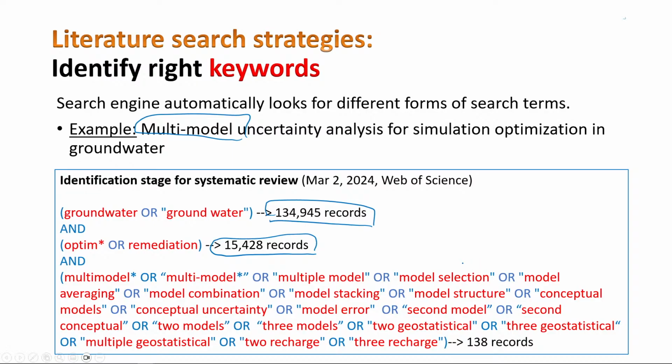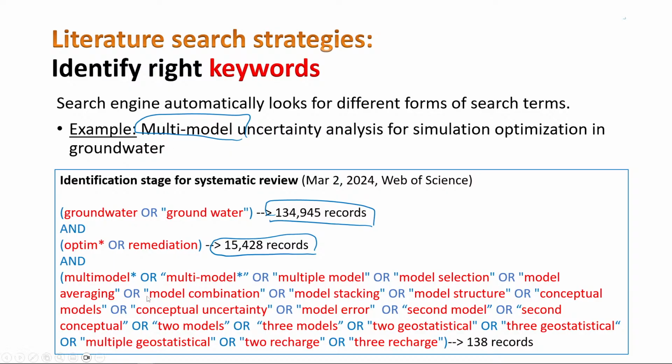Model selection means I have many models and I'm selecting one of them. Model averaging means I have multiple models and I'm averaging them. Model combination, again, I have multiple models and I'm combining them. Model stacking means I have multiple models and I'm stacking them.